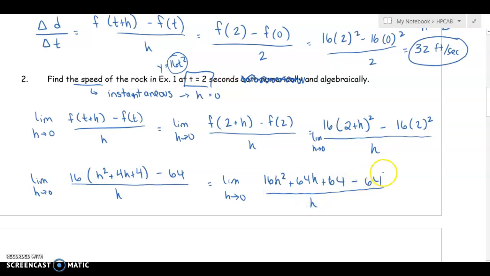You'll notice the 64s are going to cancel, and then the h's are also going to cancel. So this will leave you with the limit as h approaches 0 of 16h plus 64. All right, and then from there you can plug in 0 because it's now no longer undefined. And when you plug that in, you're going to get 64 feet per second. So at that specific time, it was going 64 feet per second.